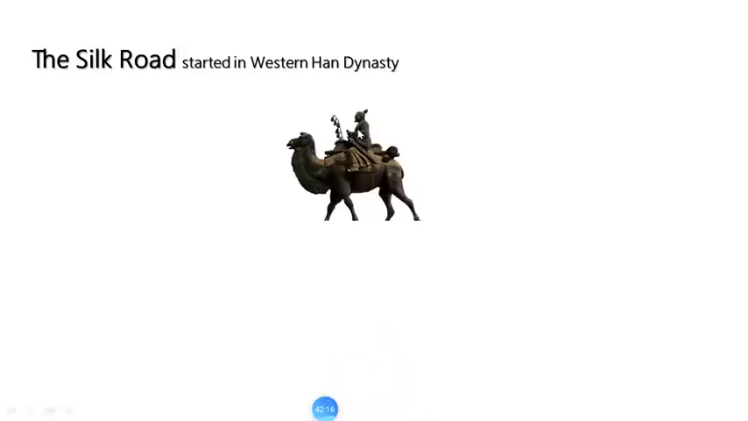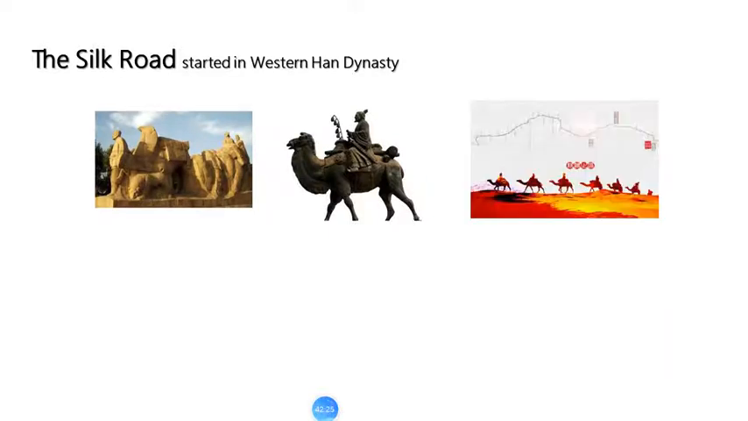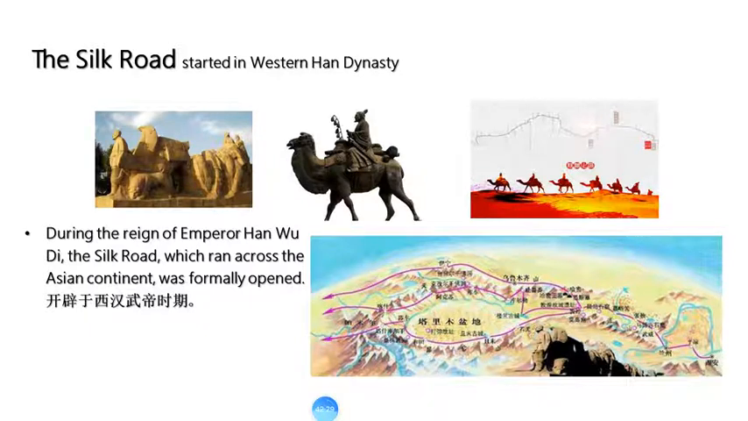The Silk Road started in the Western Han Dynasty. His name is Zhang Qian. He was dispatched by Emperor Wu Di to go to the western regions. During the reign of Emperor Han Wu Di, the Silk Road, which ran across the Asian continent, was formally opened. It started from Xi'an, all the way to the west.